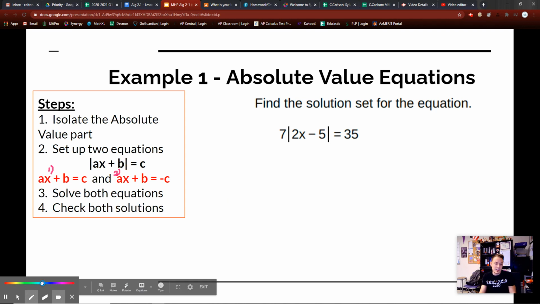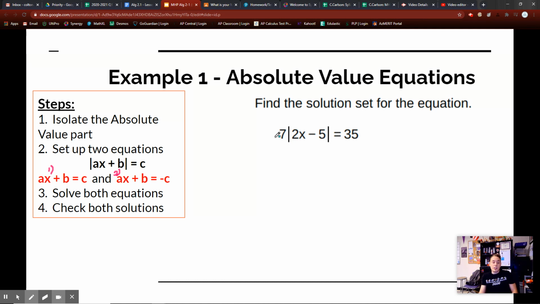Let's get a night like sky blue. You feeling sky blue? Maybe not. All right. First step, I want to isolate. Oh, that's pretty. I like that. Isolate the absolute value part.